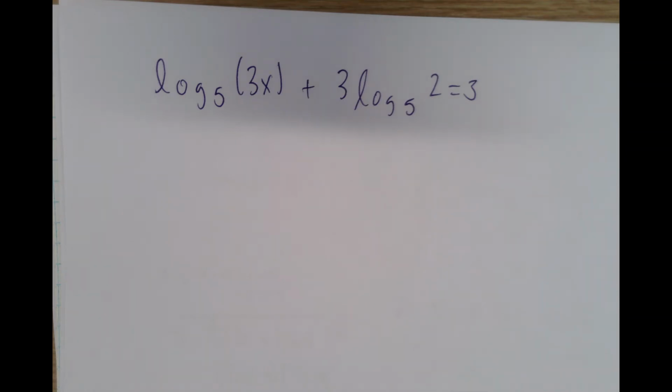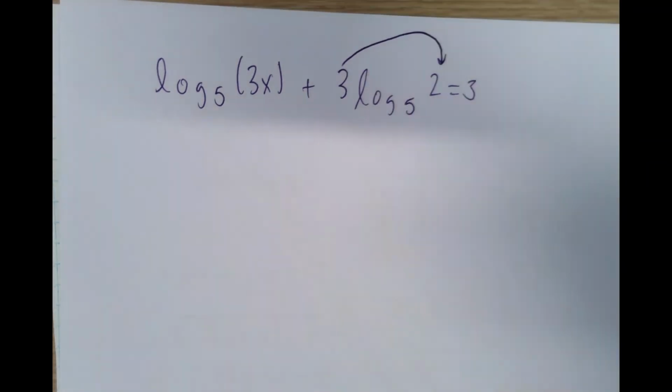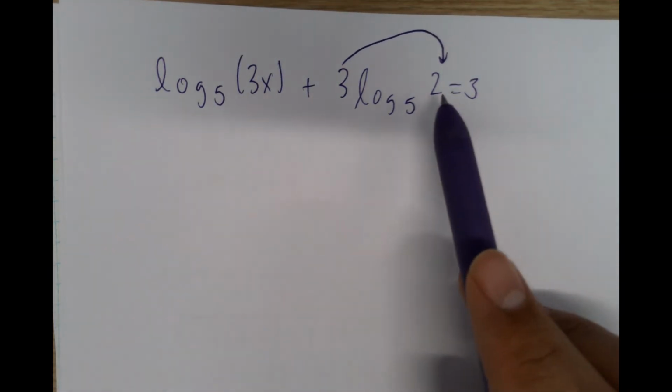So again, you have log base 5 of 3x plus 3 log base 5 of 2 equals 3. Your first step is to remember that this 3 can be brought up as the exponent for 2. So we're actually going to raise 2 to the third power.